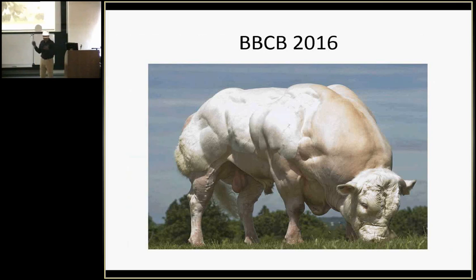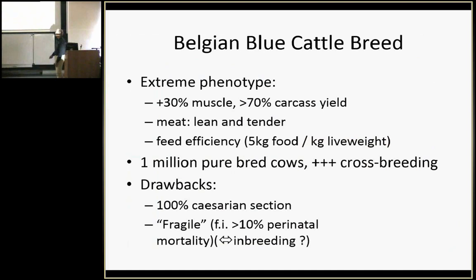The question is, what is it? And it's one of the things I will address. So these Belgian blue cattle have an exceptional phenotype. For people in agriculture, lots of muscle is made without having to put more food into the animal. So they are very efficient machines to transform vegetables into animal protein. And the meat is a bit special, but at least in Belgium, it is considered healthy and tasty by the consumers.